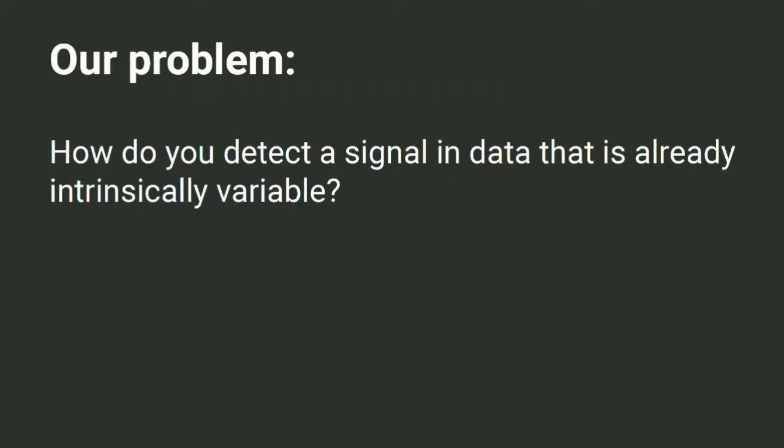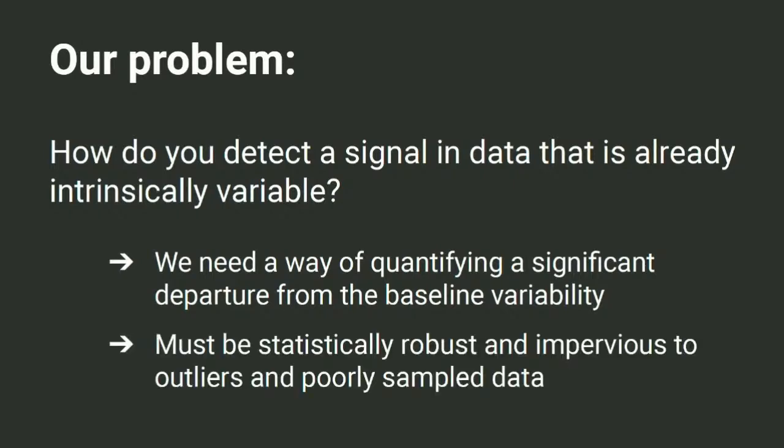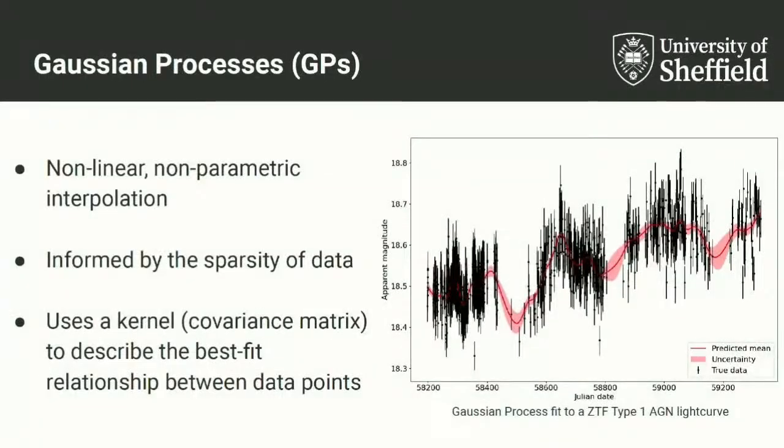So with that, it's actually quite a difficult problem, right? In that we're trying to detect a transient signal in data that is variable. And so we need a way of quantifying what constitutes significant departure from variability. Therefore, this method must be statistically robust and resistant to outliers due to observational effects and sampling. Okay, so enter the Gaussian process.